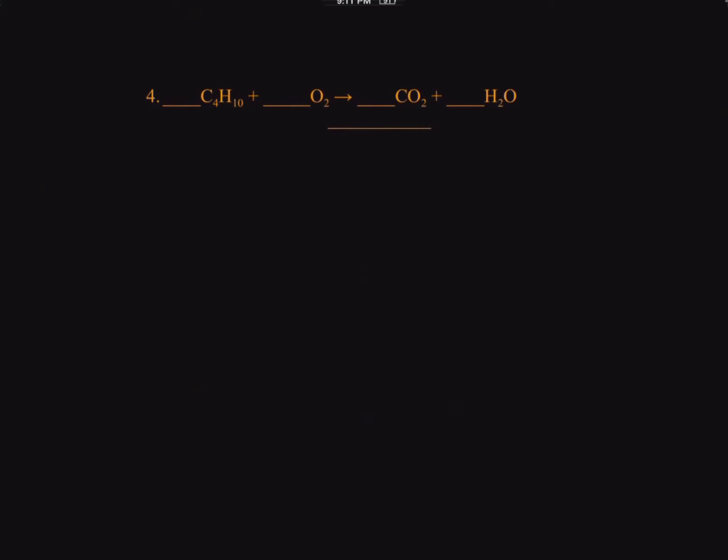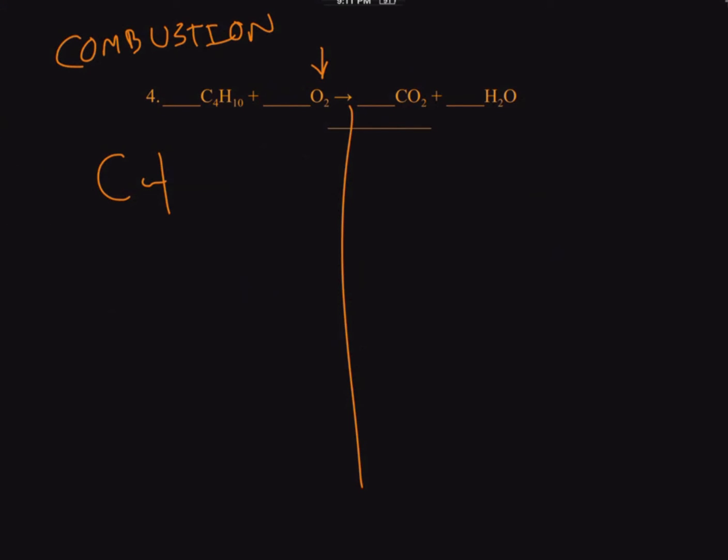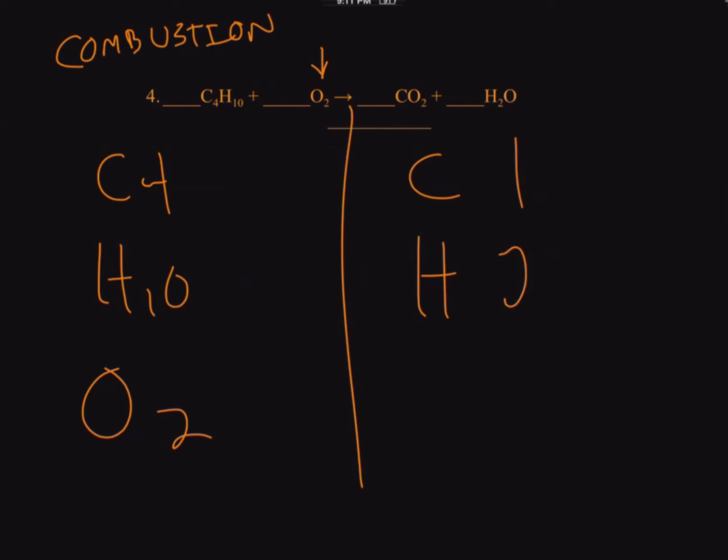Divide this up, and we've got 4 carbons, we've got 10 hydrogens, we've got 2 oxygens on the left, on the right we've got 1 carbon, we've got 2 hydrogens, and we've got a total of 3 oxygens. So already again I can see that I've got this situation where I've got CO2 and H2O, which makes for an odd number, and the number that I would want to put in front of the water to begin with, since this is H10, would be a 5.